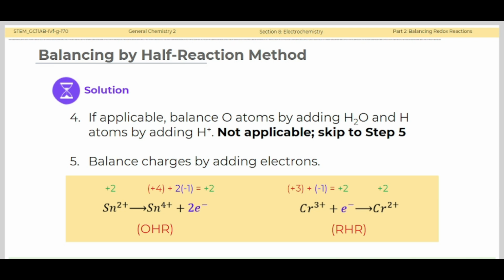On the other hand, the second half reaction can be balanced by adding 1 electron on the reactant side. This half reaction implies that an electron is gained. Thus, it is indeed the RHR.